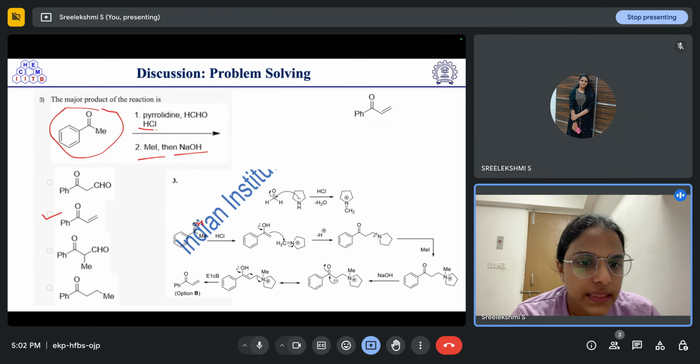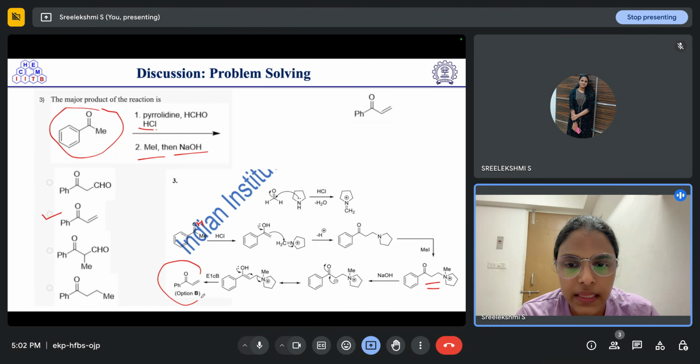Then in the presence of methyl iodide, this nitrogen will get methylated to form this quaternary ammonium compound, and in the presence of NaOH, it will abstract this acidic proton from here, and therefore that will exist as this stable enol. Then when this lone pair comes out, this bond will shift to here and this group will leave by E1CB mechanism, and we will get this compound as a major product.